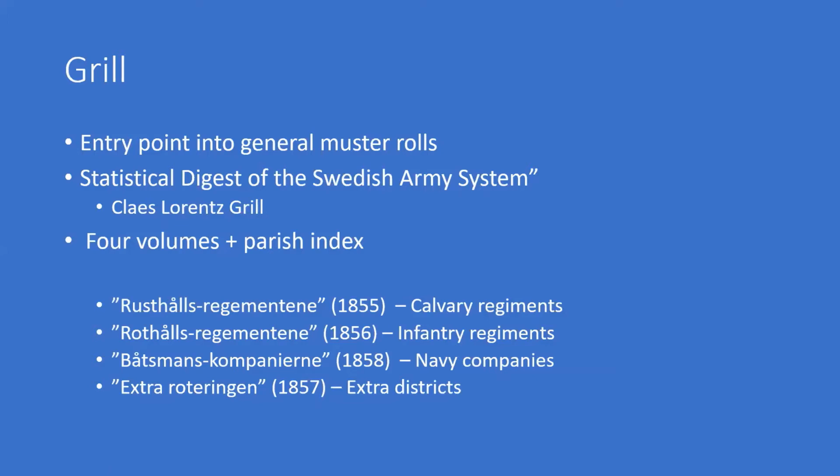They were created in the 1850s. The first volume has information about the cavalry, the second the infantry, the third the Navy, and the fourth extra districts.